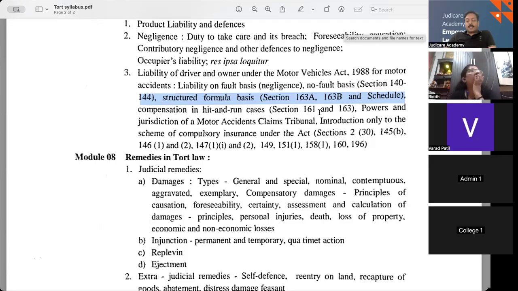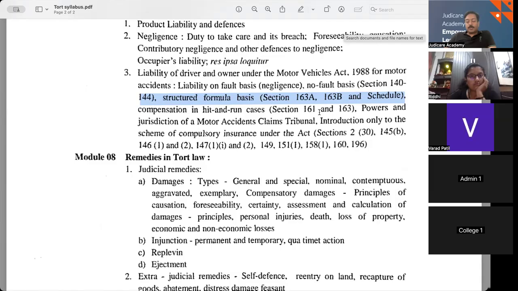Number two, against the death or bodily injury to any passenger of a transport vehicle. So if it is a transport vehicle in which passengers travel, buses, etc., any bodily injury or death of a passenger of a transport vehicle, except gratuitous passengers of a goods vehicle, caused by or arising out of the use of the motor vehicle in a public place.